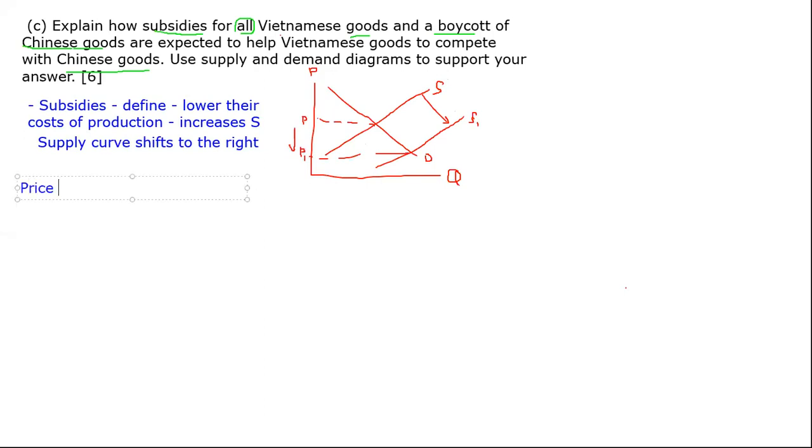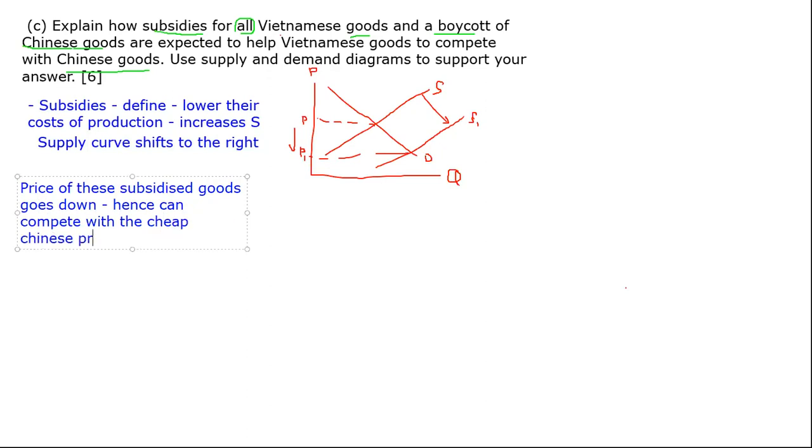So the price of the subsidized goods goes down, hence they can compete with the cheap Chinese products. Sorry, these are imports, I mean, imports from Vietnam's perspective, exports from China's perspective. So if you explain this right, you should get 3 marks for this. It will really not take you guys a lot of time. It should be pretty straightforward. So that was subsidies for all Vietnamese goods expected to help Vietnamese goods compete with Chinese goods.